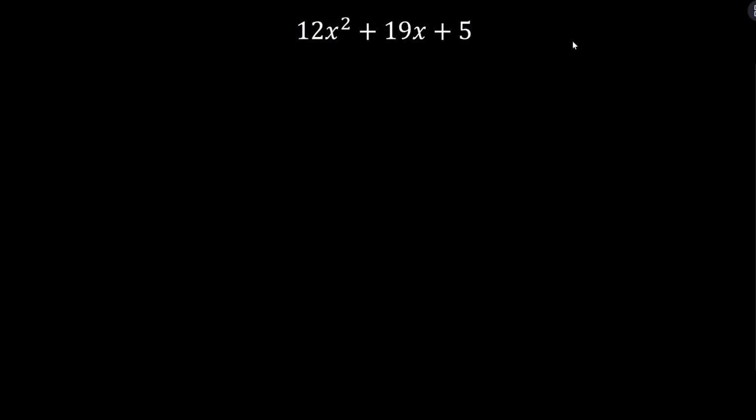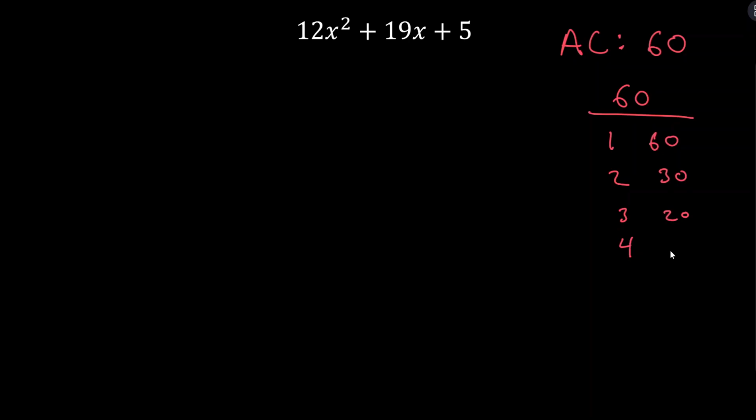So again, the first thing we do is A times C. So 12 times 5 is 60, and now we're looking for two numbers that multiply together to be 60, but add together to be 19. Since it's positive 19, we can just consider the positive factors here: 1 and 60, 2 and 30, 3 and 20, okay, 4 and 15, that's what's going to work, 4 and 15. So those are our magic numbers in this case.